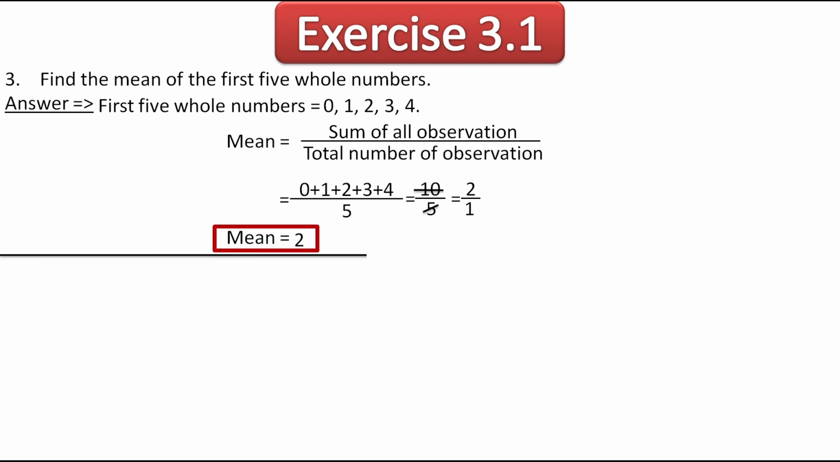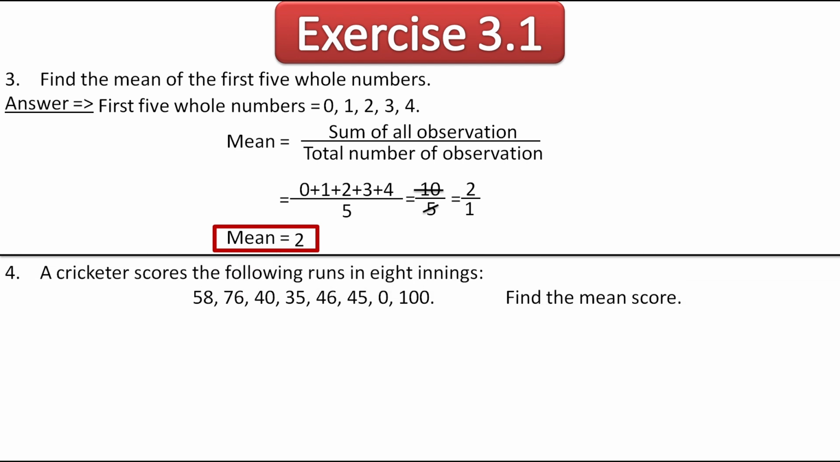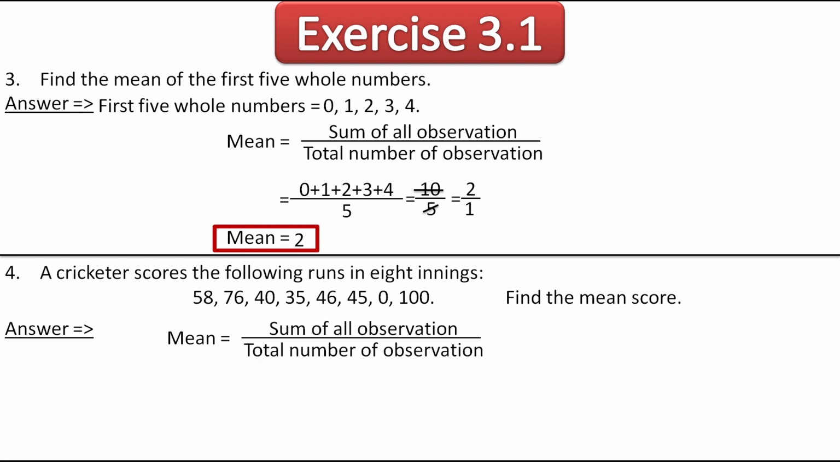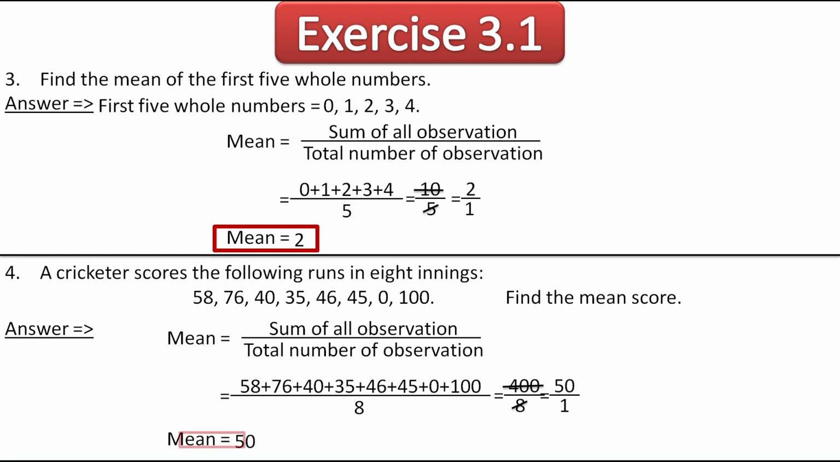Next we have the fourth question: a cricketer scores the following runs in 8 innings. There were 8 innings and we have to find the mean score. As you all know, the mean can be found by using this formula. Here the sum of all observations means we have to add all these scores, right? And we have to divide it by 8 because there were 8 innings. When I add these scores, I got 400, and upon 8 we have, 8 ones are 8 and 8 fifties are 400. So I got 50, which is the mean.